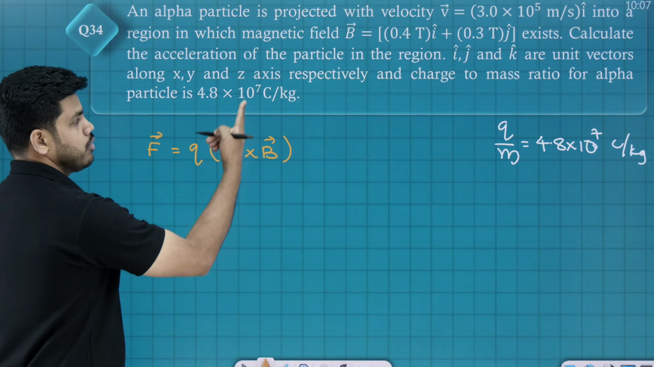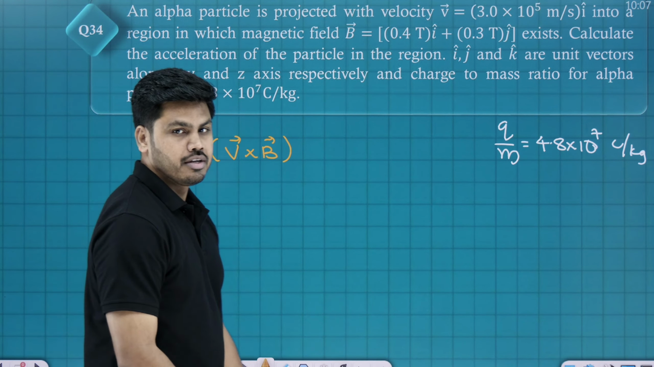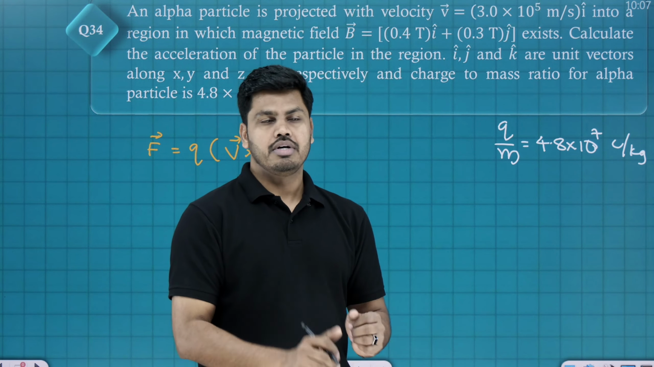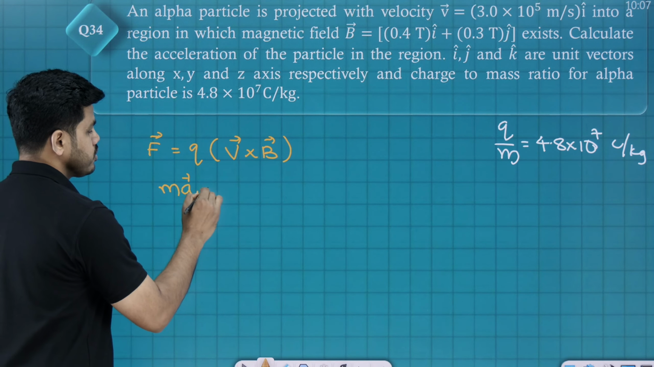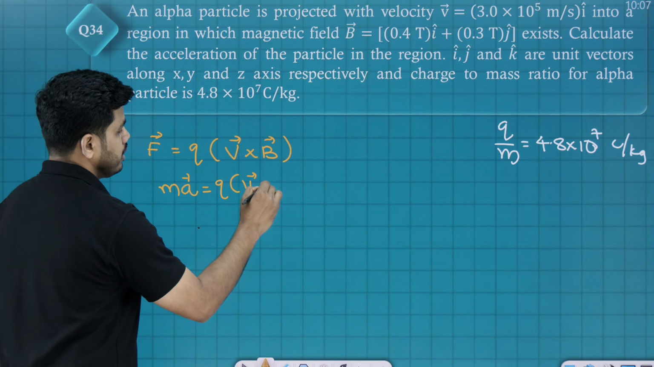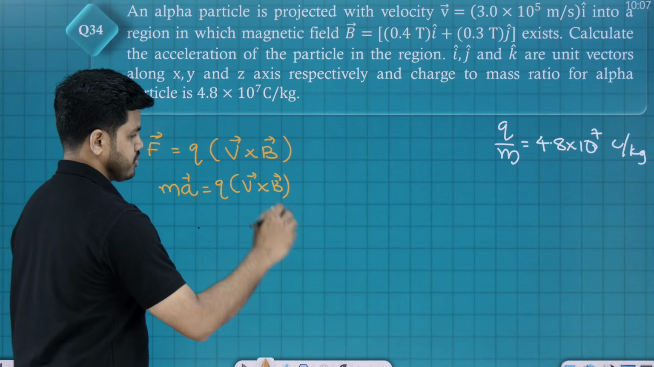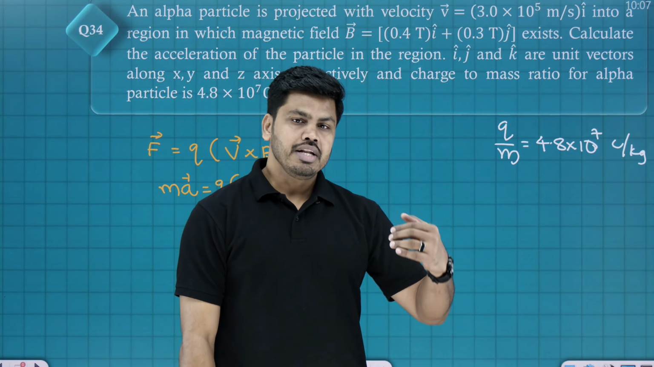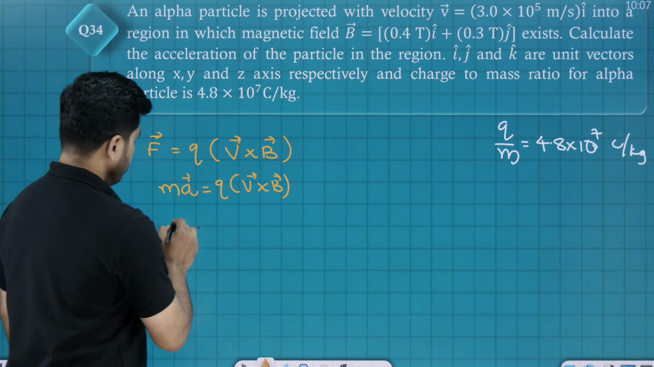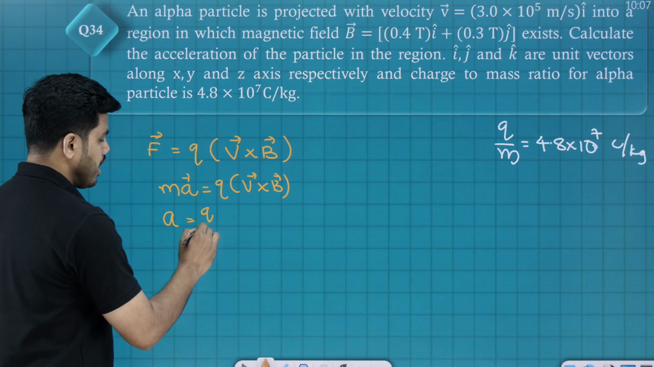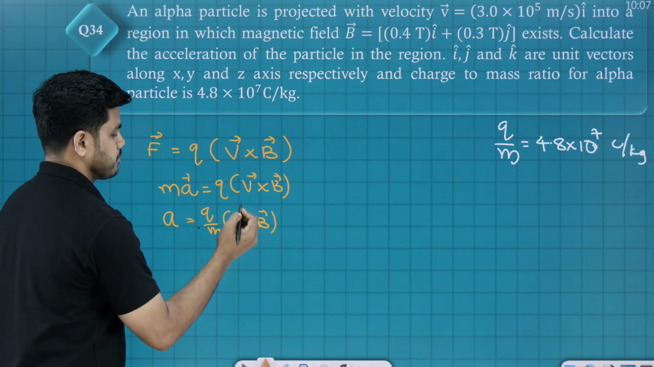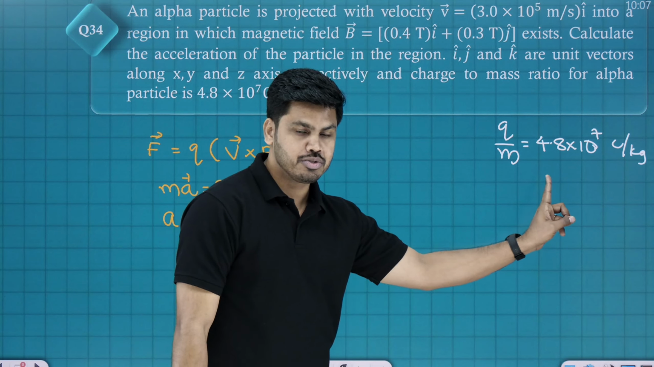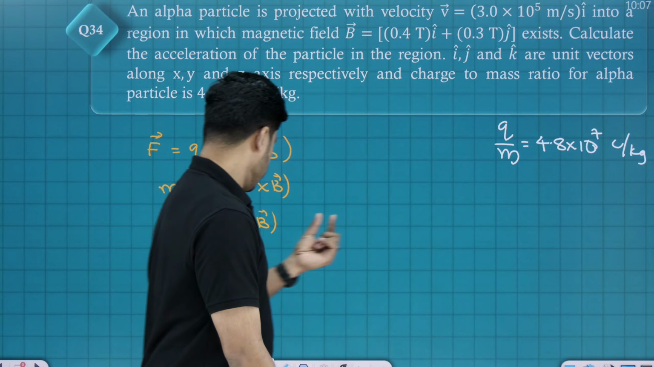F is equal to q into v cross B. We are asked to find out the acceleration acting on the particle. We know how to relate acceleration and the force, it is m into a. So m into a is going to be q into v cross B. That is the equation we have. So from this, we can find out a is equal to q divided by m into velocity vector cross magnetic field vector. That is why the q by m ratio is given. So we can use that q by m ratio here.